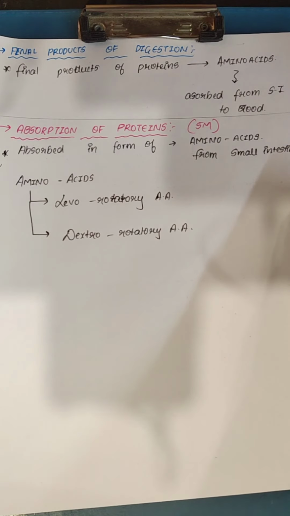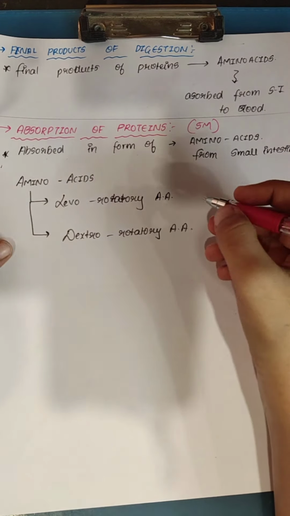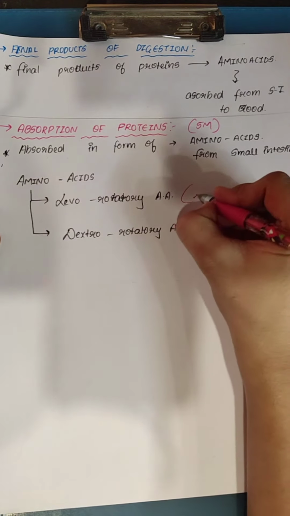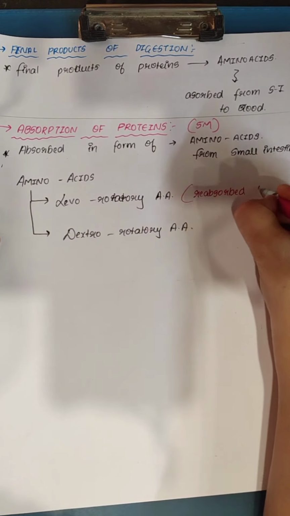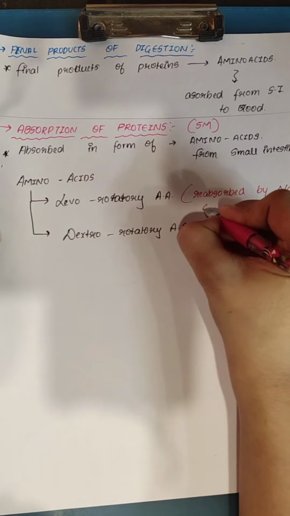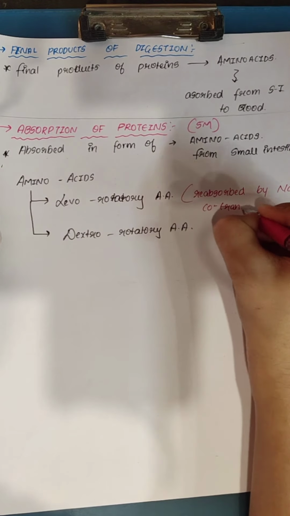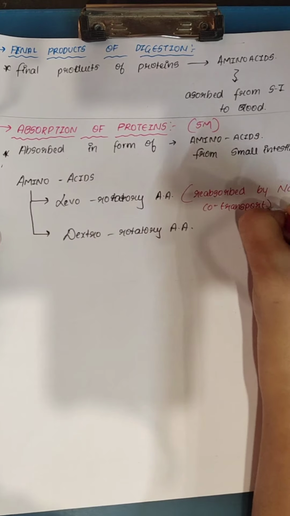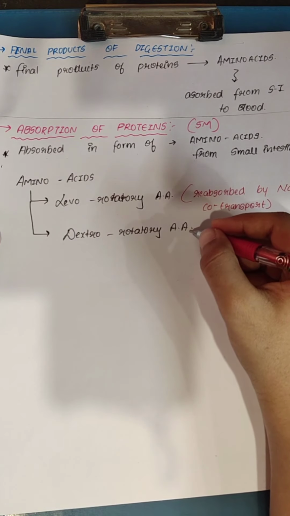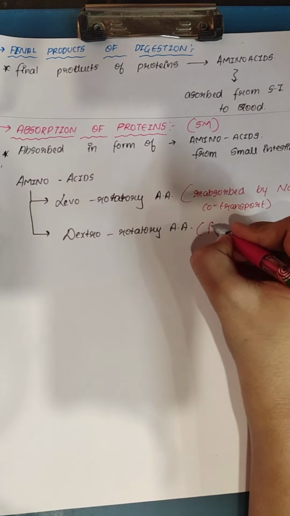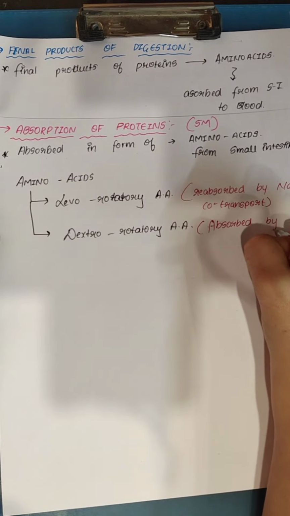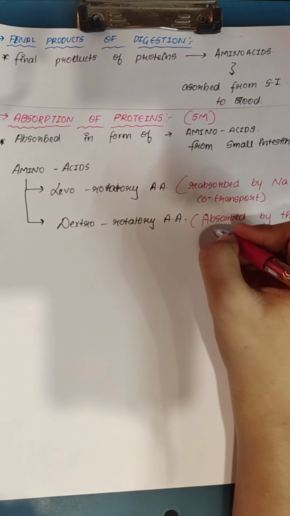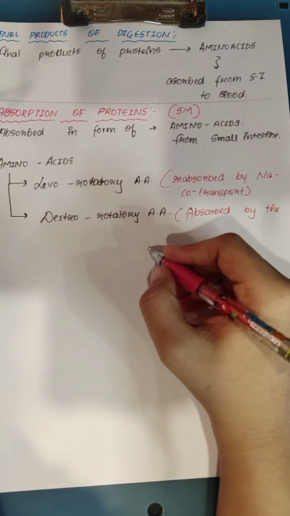The levorotatory amino acids are actively reabsorbed by means of sodium cotransport, and dextrorotatory amino acids are absorbed by facilitated diffusion.